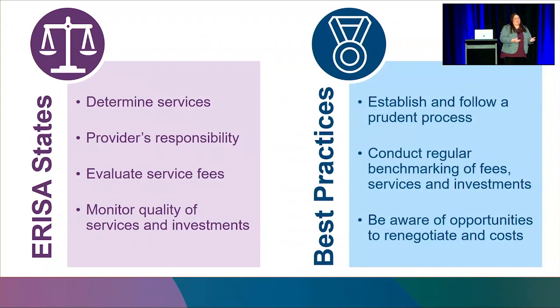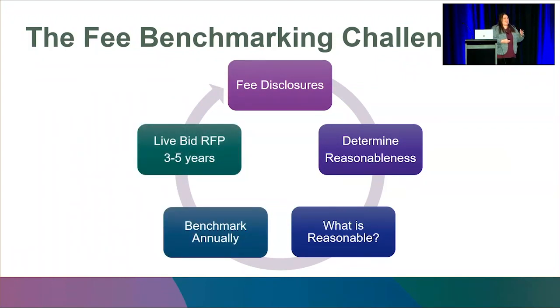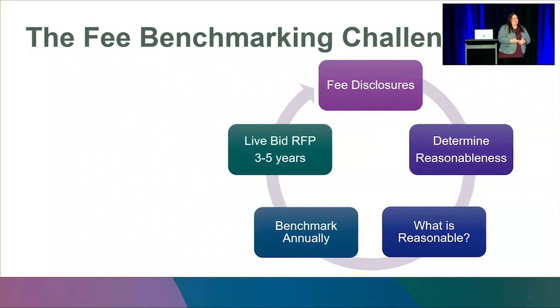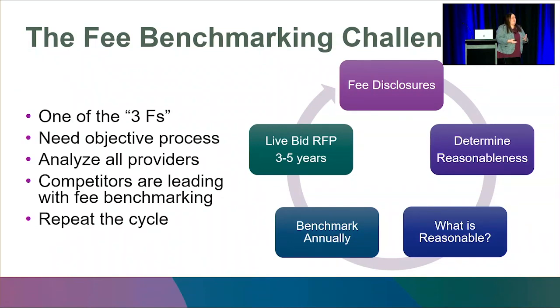So any plan fiduciaries, we've created our best practices. So we have a prudent process that we follow. We conduct these regularly, reviewing fees and benchmarking, and we're aware of opportunities to negotiate costs. With that, this is our cycle, so our benchmarking cycle, right? We get the fee disclosure, we determine what is a reasonable fee, we benchmark it annually, and we do live bids every 3 to 5 years. So that's probably what you guys are all doing today. It's one of the 3 F's, right? Funds, fees, fiduciary. So that fee component.